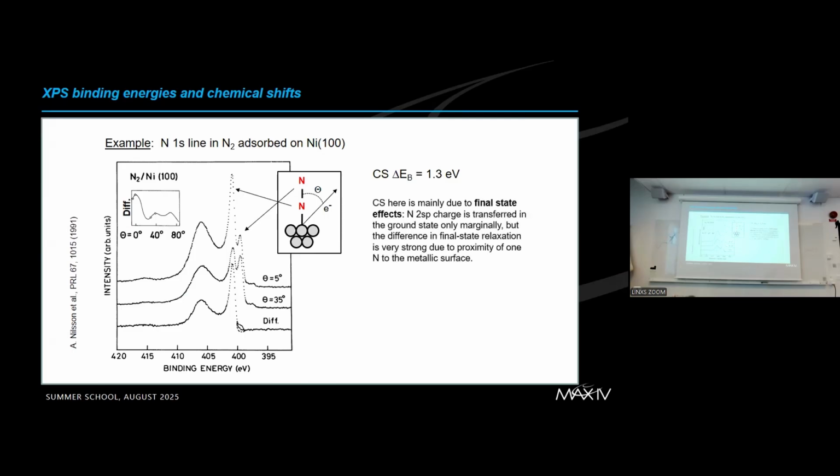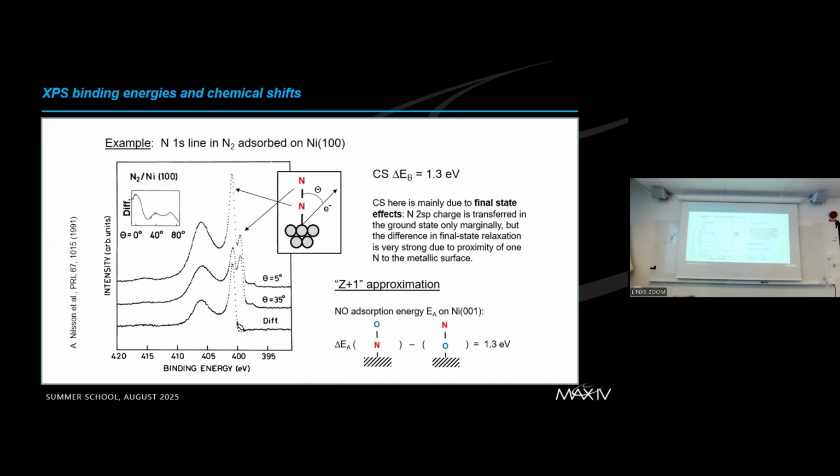And this is a demonstration mainly of the final state effect, because in the final state relaxation, the electrons from the substrate can affect the core hole, or the other way around. The electrons surrounding the nitrogen can freely go into the surface for this atom, but not for that atom. That's why we have a difference in the chemical state of these two atoms. So we have a difference in the XPS spectrum. So this is mainly the final state effect in this case.